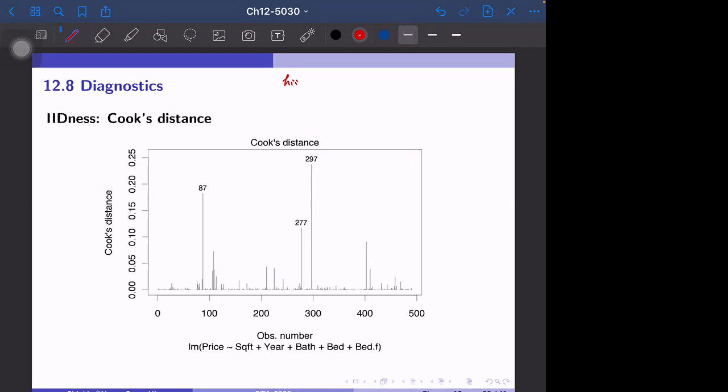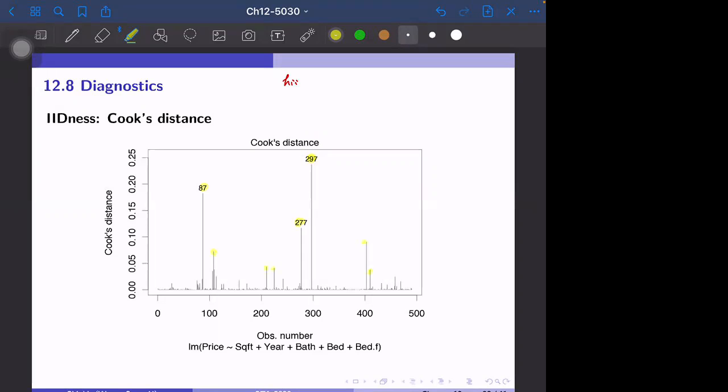This data is some realistic data with 500 observations, and you can see the Cook's distance is larger for these observations. That means, even though we have 500 observations, a few observations play a primary role in determining the regression line. The largest one is 0.25.